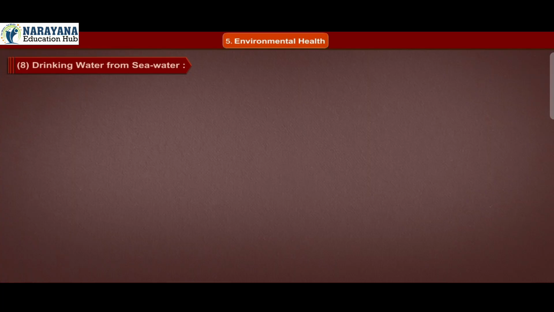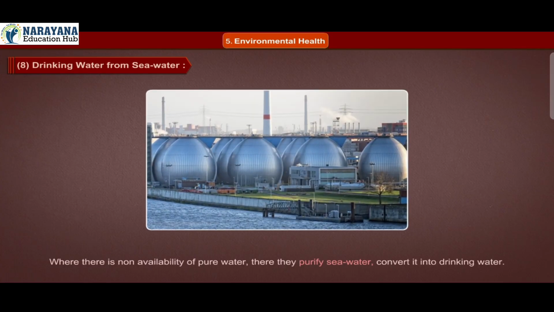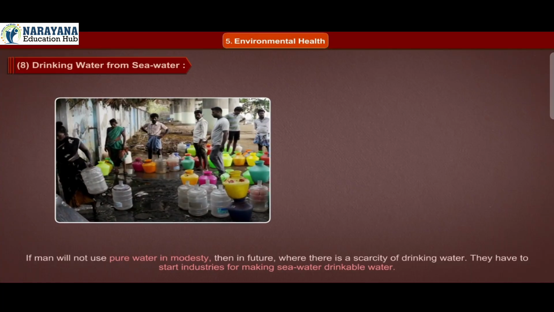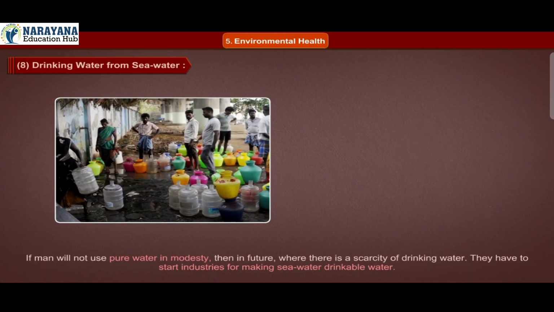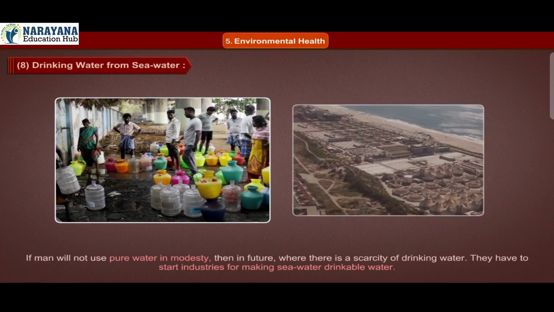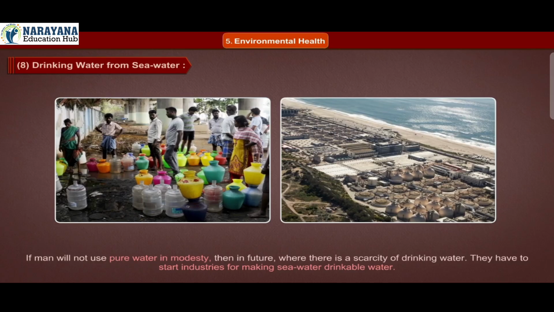8. Drinking water from sea water. Where there is non-availability of pure water, there they purify sea water and convert it into drinking water. If men will not use pure water in modesty, then in future, where there is a scarcity of drinking water, they have to start industries for making seawater drinkable water.